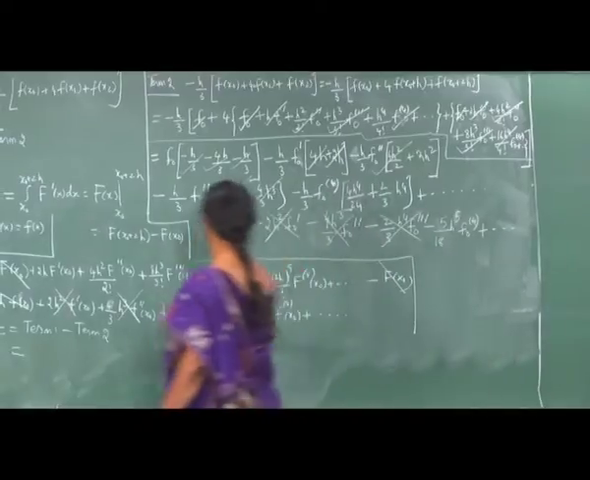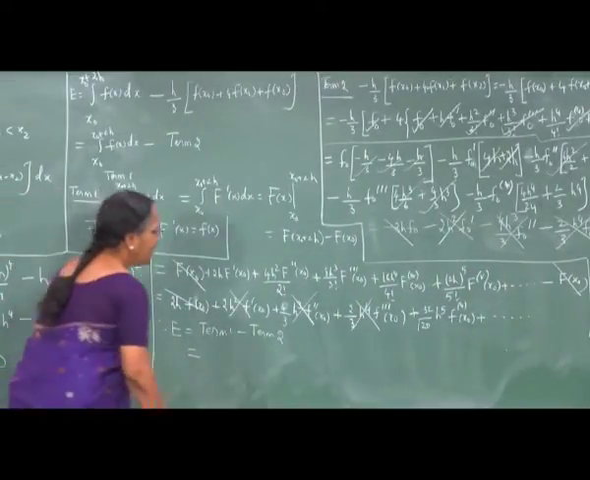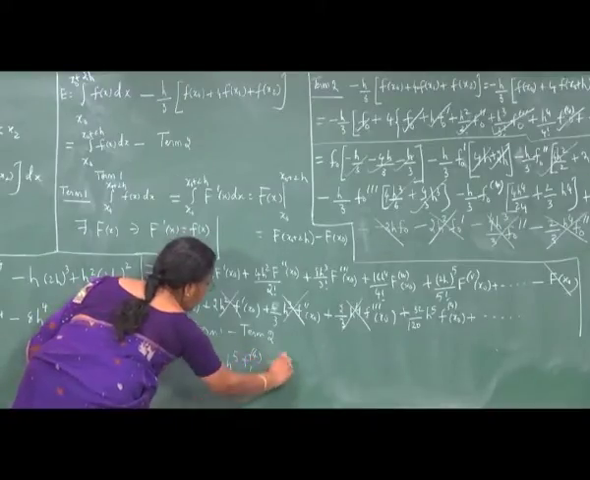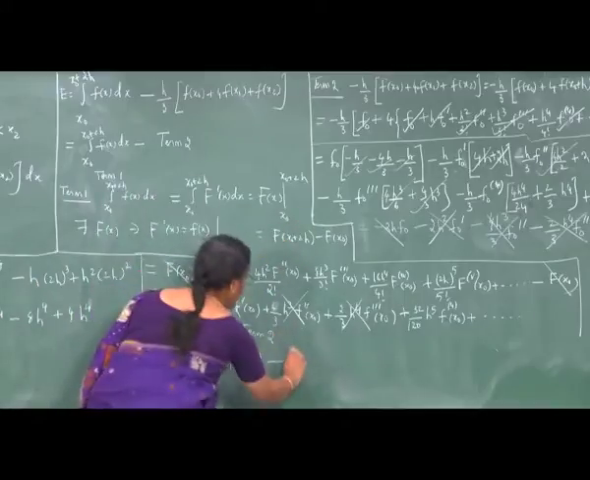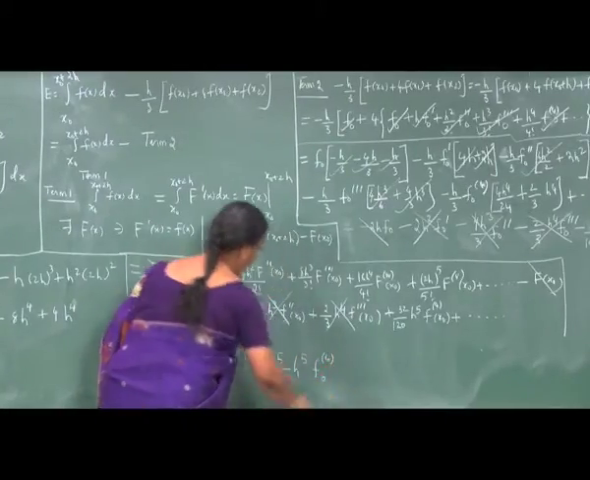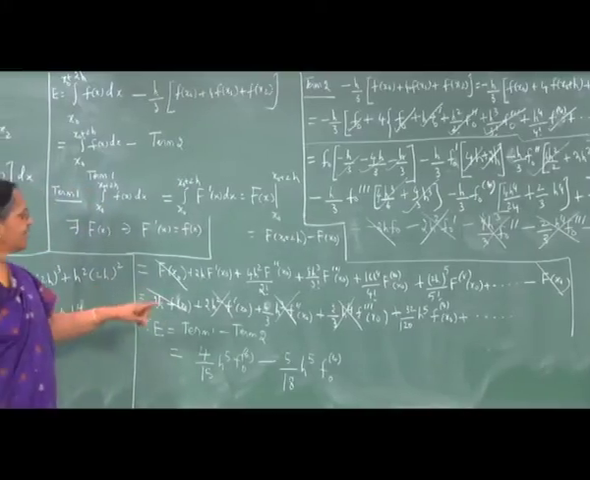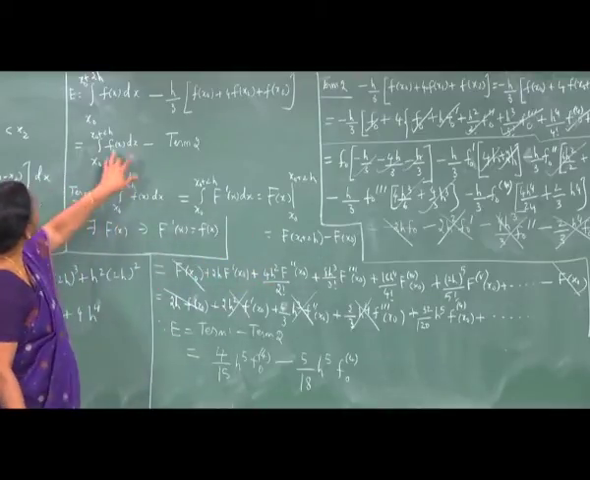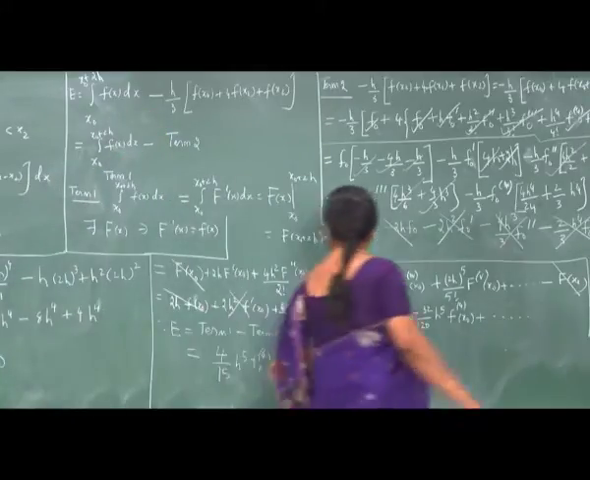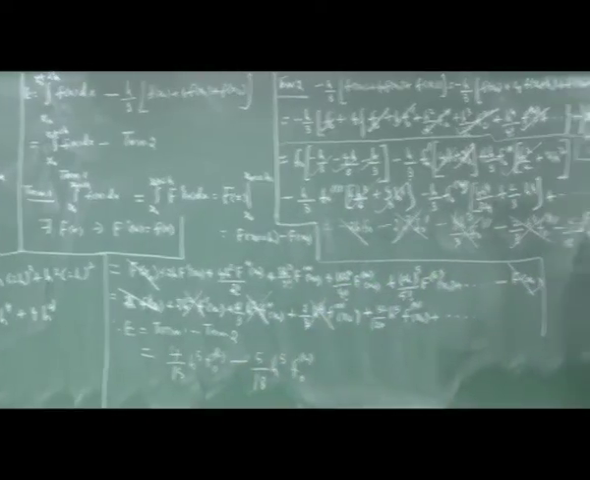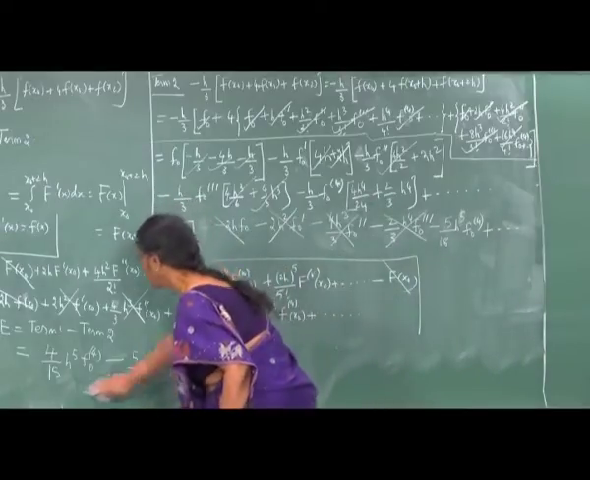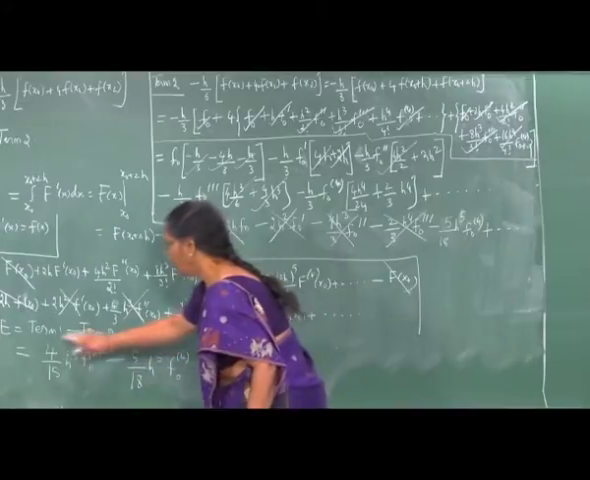So, now I write down this term, which is 32 by 120 and that is equal to 4 by 15 h power 5 into the fourth derivative at x naught, that comes from term 1. And term 2 gives me minus 5 by 18 into h power 5 into the fourth derivative at x naught. So, we observe that the first non-zero term in evaluating the error in Simpson's rule comes with the derivative of f, namely the fourth derivative of f evaluated at x naught. So, this is the first non-zero term in the expression for the error.